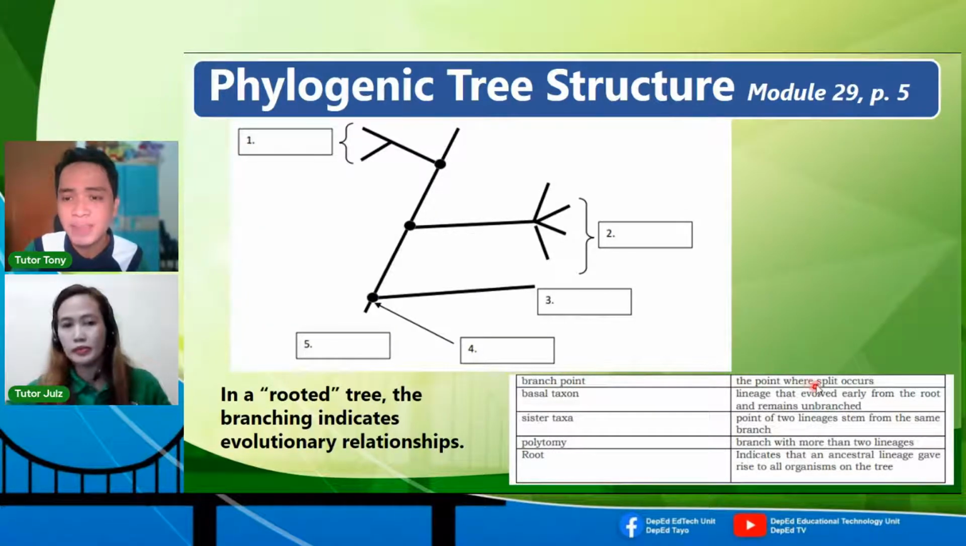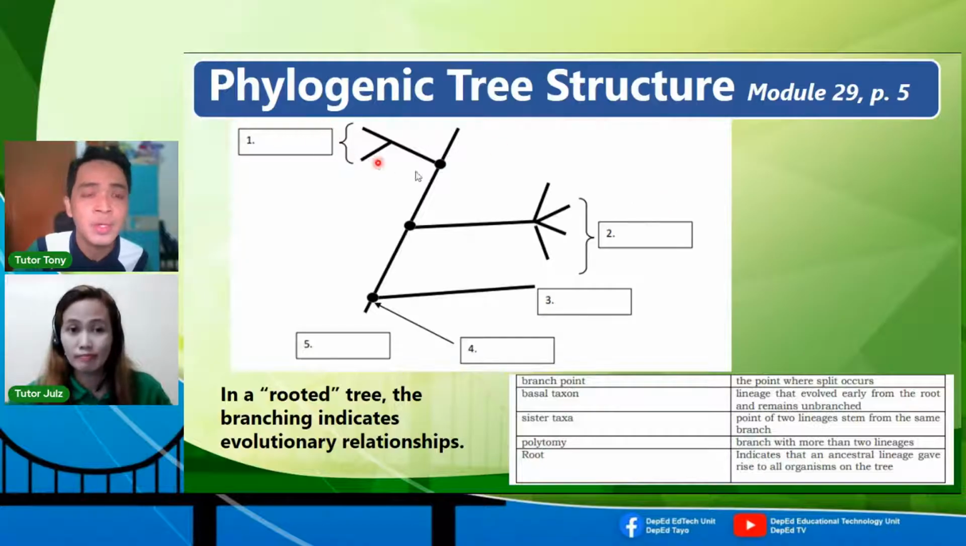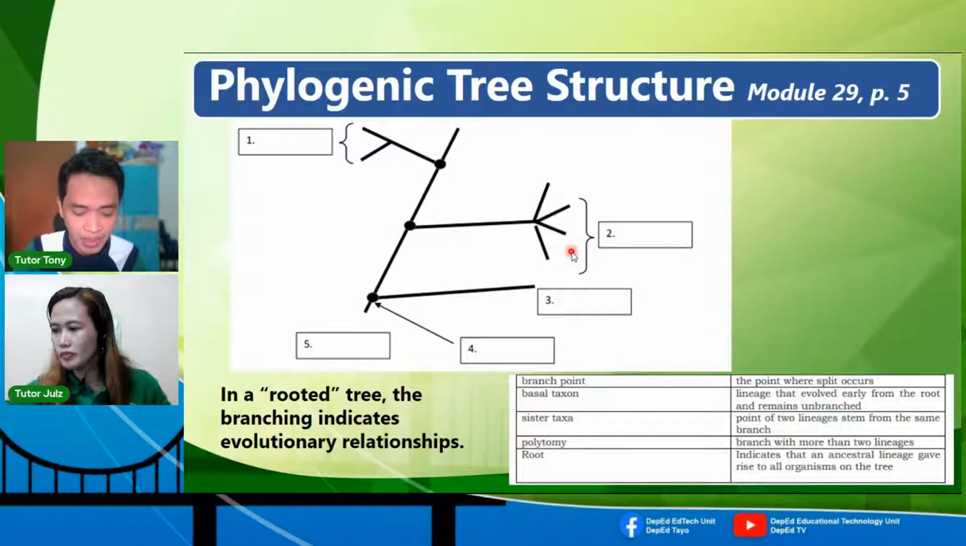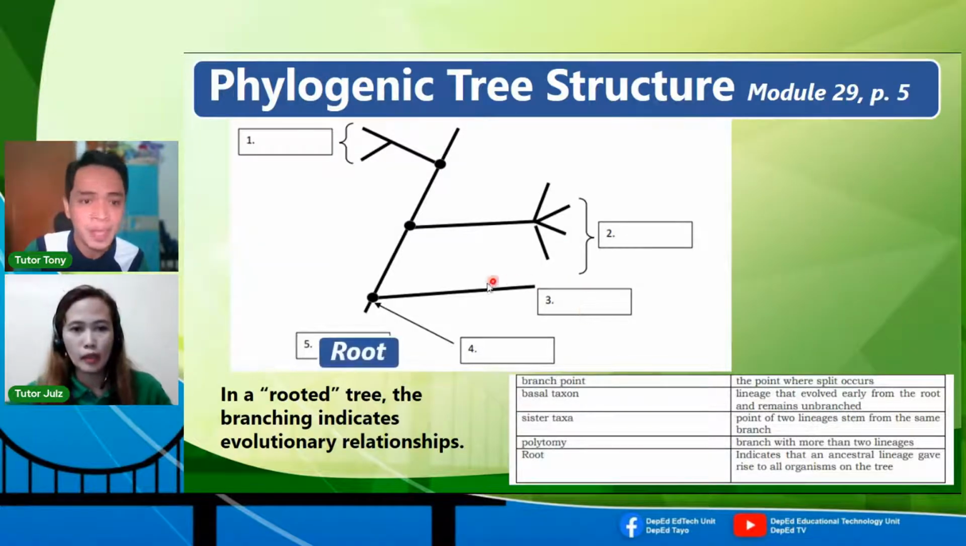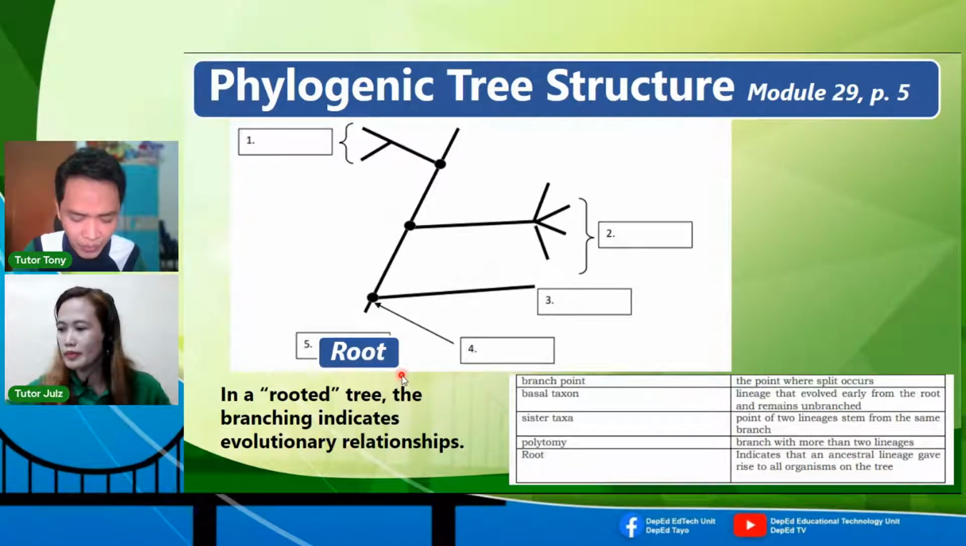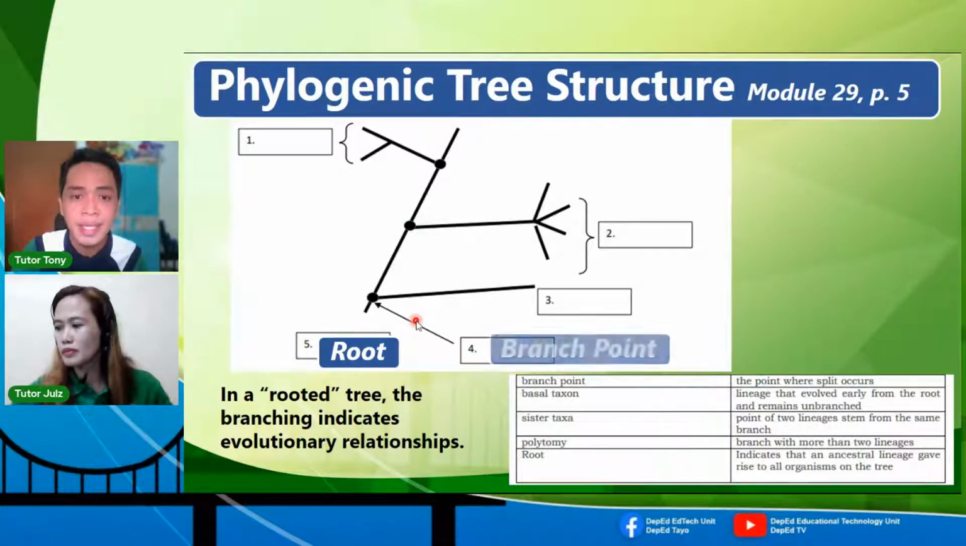So sa module kasi may description, tas you are asked to provide the words. So let's begin with the root. Ayan, yung pinakababa, Number 5, pinakaugat. Ayan, the root indicates that an ancestral lineage gave rise to all organisms in the tree. Kumbaga lahat ng organisms na makikita dun sa kabuuan ng tree, nanggaling yan sa pinaka-common ancestor, nasa root natin, ugat, right?